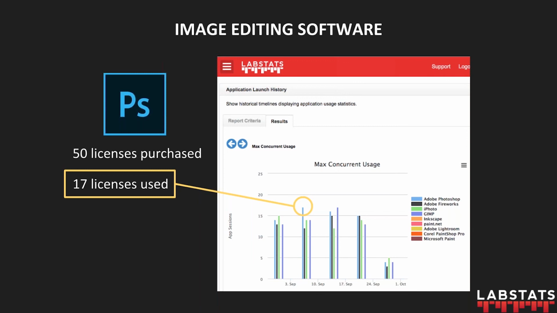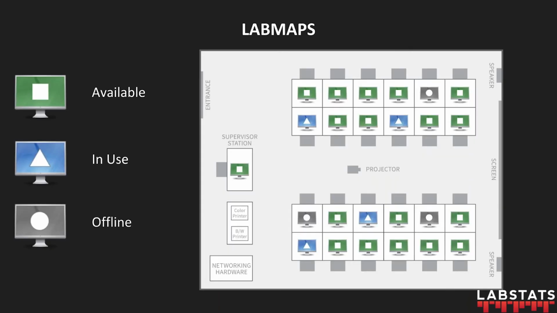The other really nice thing is to not only be able to make sure that the resources are available to students, but also let them know that those resources are available. So we have Lab Maps, which is going to allow you to publish on the school website live information about where computers are available.